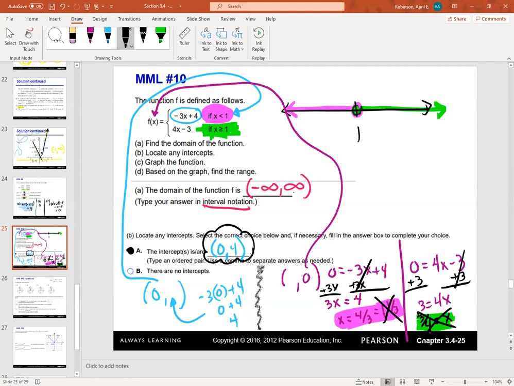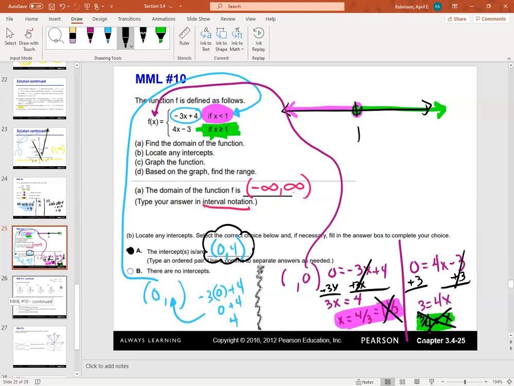So in the previous example, one of the x-intercepts checked and the other one didn't. This one, neither of them worked. And then you might have a problem where they both work, or maybe you might have 3 x-intercepts. It depends on how many functions they give you. This was a two-piece function.